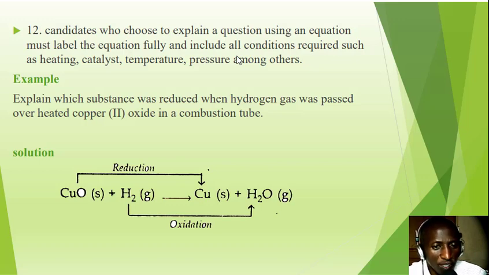However, if you look at this particular question, it was very specific. Explain which substance was reduced when hydrogen was passed over. So we are stating that copper oxide was reduced to copper metal in words or in that kind of a diagram.